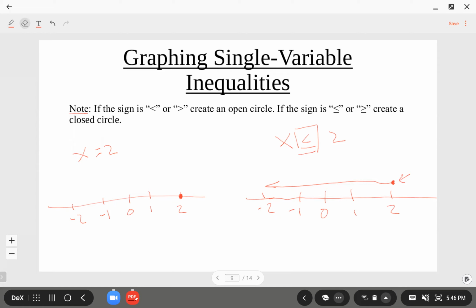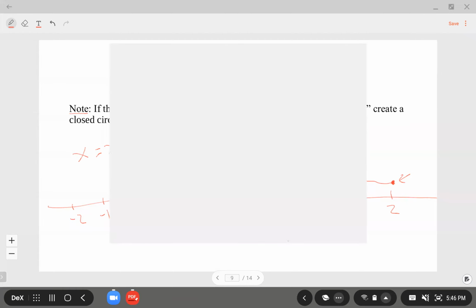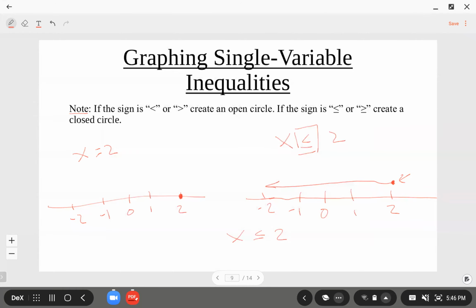If we have less than or equal to, we have to draw a closed circle. If this was just less than, we would draw an open circle, but in this case it's a closed circle. Now, why do we have the arrow? This is an inequality: x is less than or equal to 2. It could be 2.